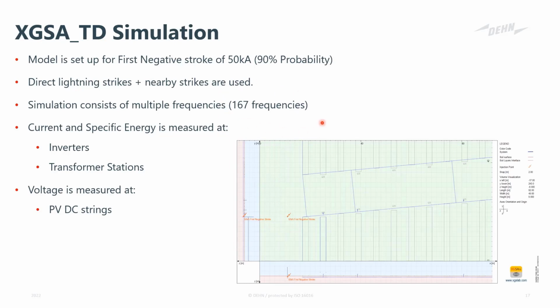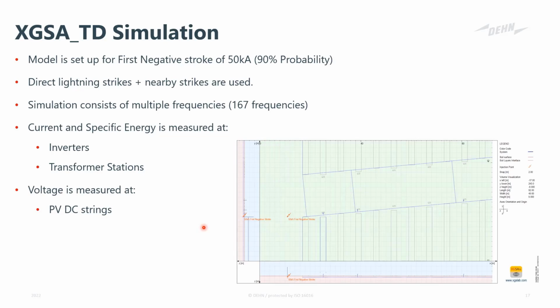So how it works with XGSA in the time domain is that the impulse consists of multiple frequencies. In this case, it was 167 different frequencies. And the simulation goes and calculates the results: current, voltage, magnetic field, ground potential rise for each point all over the plant, 167 times on each point. And that's why it becomes time consuming, and it's beneficial to reduce the size of the plant that you are simulating to a single block.